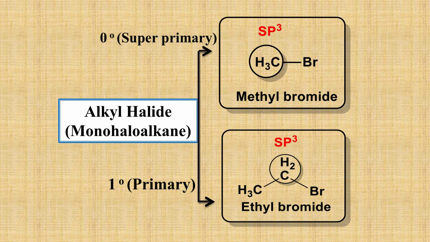Methyl bromide is super primary because the carbon atom is not attached to any more carbon. So, methyl bromide is super primary, sometimes called 0 degree. Then ethyl bromide is primary. Next slide you see it.